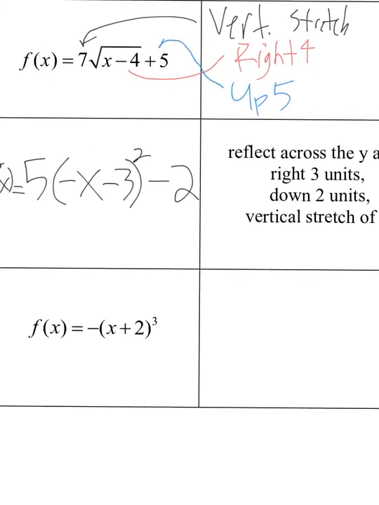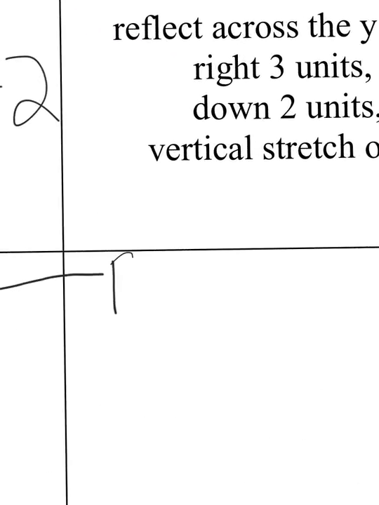All right, so we have a negative on the outside. That means we're going to reflect. Negatives just make it reflect. It's either x or y. X is on the outside, y is on the inside. So I'm going to put reflect x-axis.